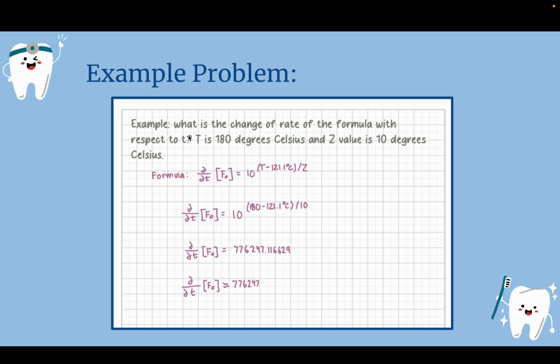And let's work out this last example problem. What is the change of rate of the formula with respect to t? Capital T is 180 degrees Celsius, and the Z value is 10 degrees Celsius. So we have our formula from the last slide, and all we have to do is just plug in our values. And once you do that and you calculate it on a calculator, this is what your answer should be. So the change of rate of the formula is going to be this number.